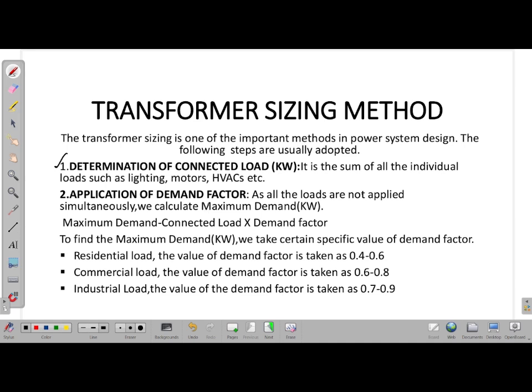What is the connected load? The connected load is the sum of all the individual loads such as lighting, motors and HVAC. Other loads there may be.